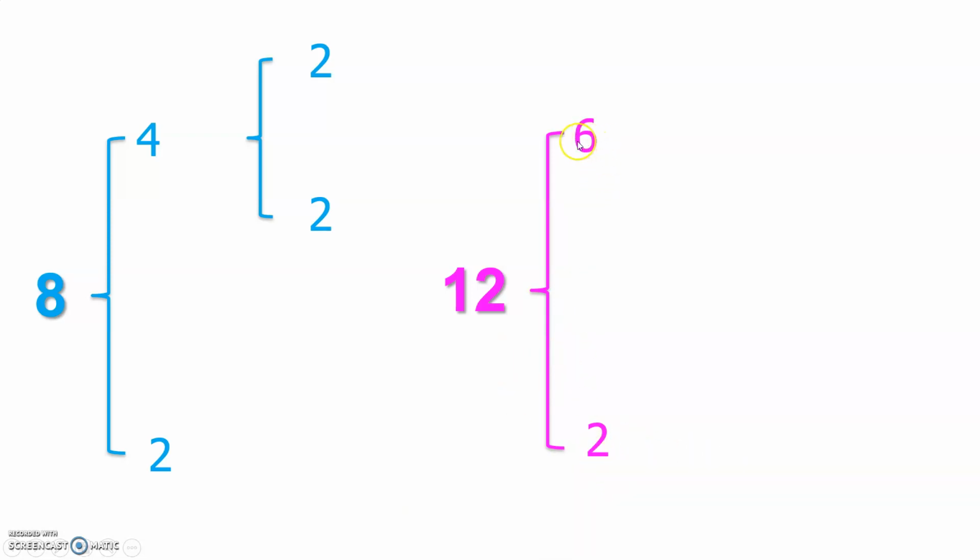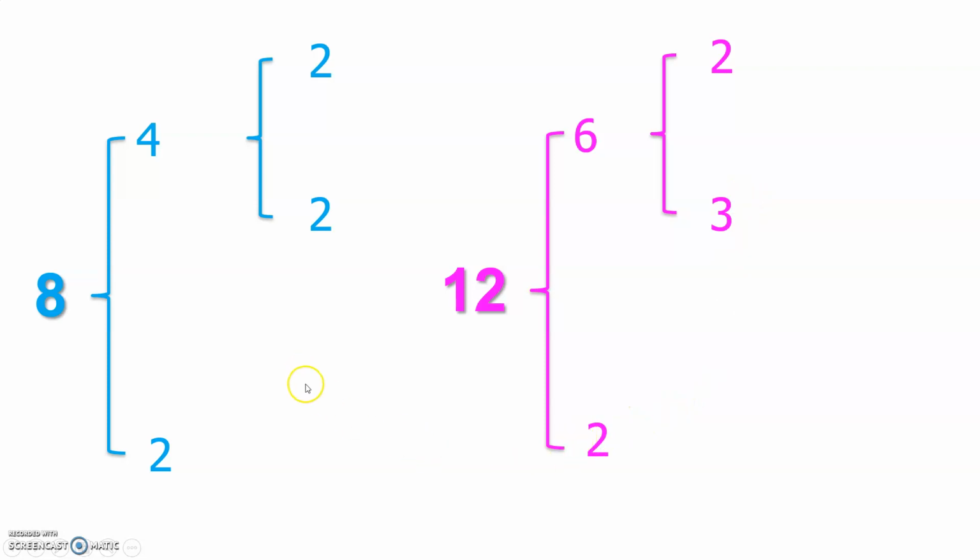I'm going to look at 6. Are there two numbers that I can multiply together to get 6? Well, how about 2 and 3? 2 times 3 is 6. So now I'm looking at the end of the branches. So I have a 2 and a 2. And then I come over here and I have a 2, a 3, and a 2.